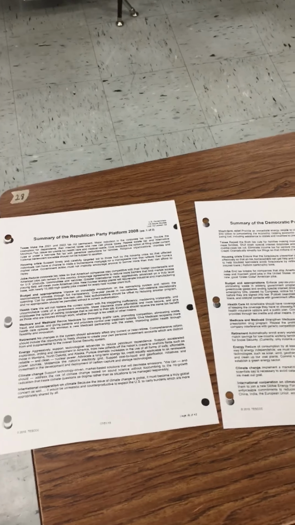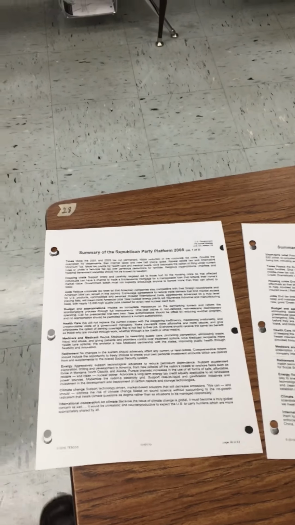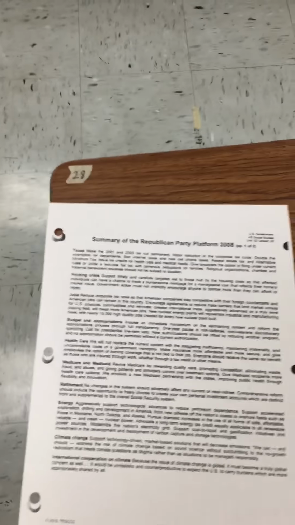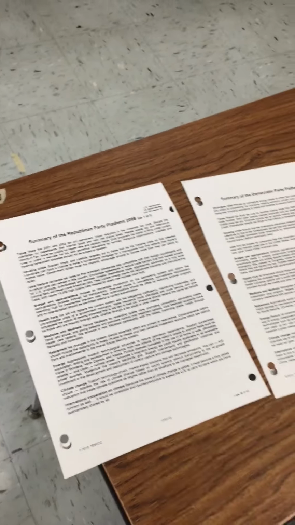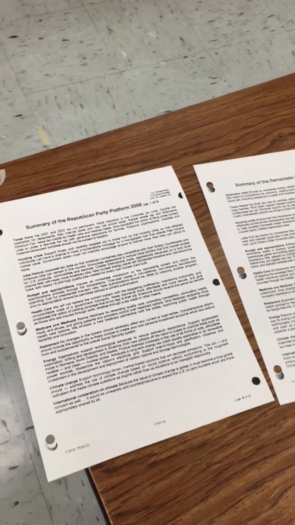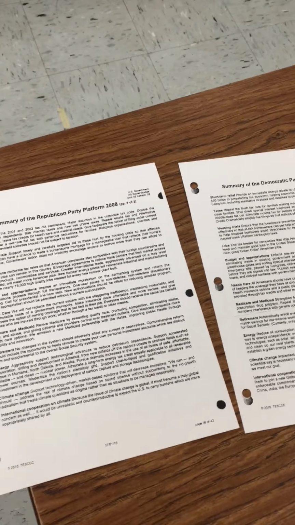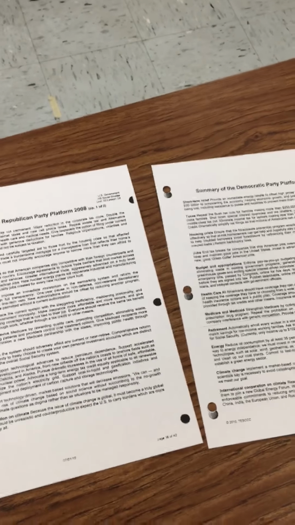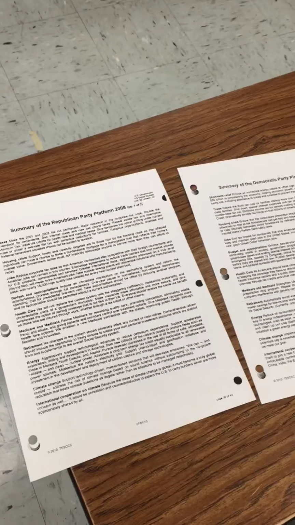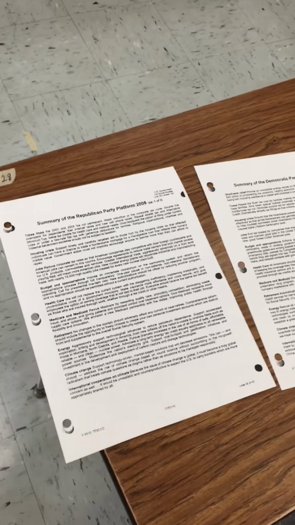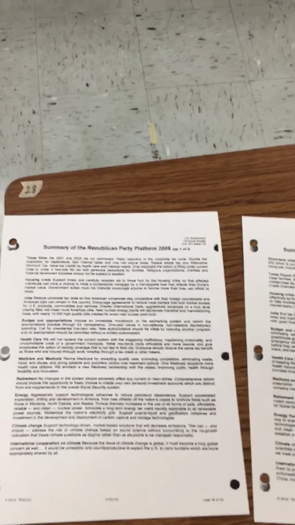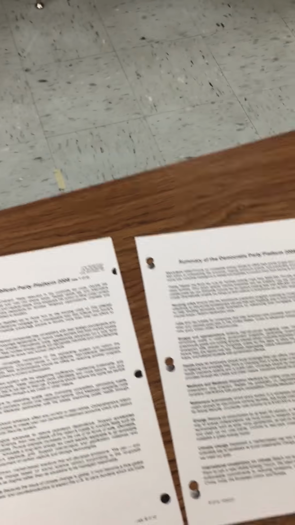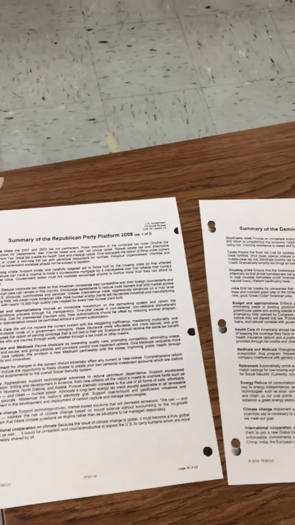Anywho, what you guys are doing is comparing the Republican Party platform from 2008 to the Democratic Party platform from 2008. You should have those two handouts with you and ready to go. They look the same, but they are different, so make sure that you have those two. If you don't, you should probably ask the sub for whichever one you're missing. You'll need both. So the overall big picture here is you're comparing the similarities and the differences between the Republican and the Democratic Party, at least in 2008.